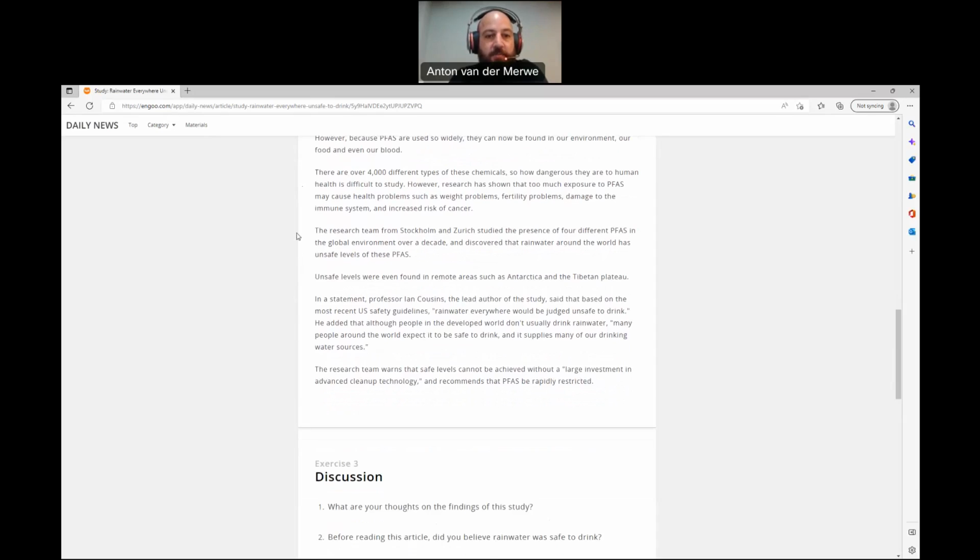The research team from Stockholm and Zurich studied the presence of 4 different PFAS in the global environment over a decade and discovered that rainwater around the world has unsafe levels of these PFAS.